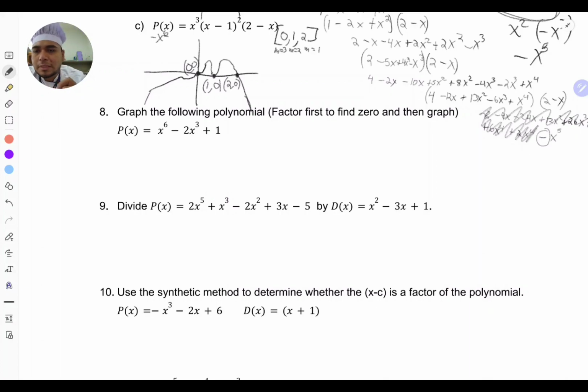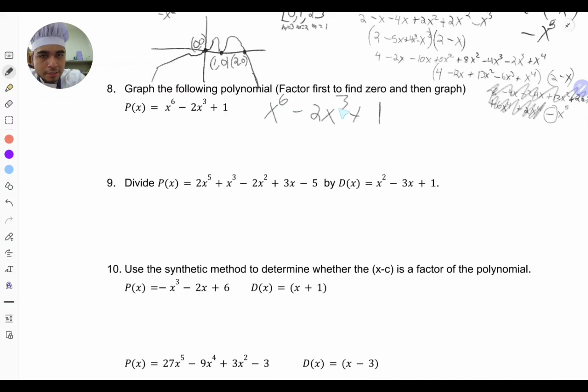Well, what do I see? What do the numbers 6 and 3 have in common? Well, what the numbers 6 and 3 have in common is the number 3. So the way that this would work is, what if we just do x cubed squared minus 2 times x cubed plus 1, where x cubed is equal to our new x, right? So it should look something like this, where x squared minus 2x plus 1.